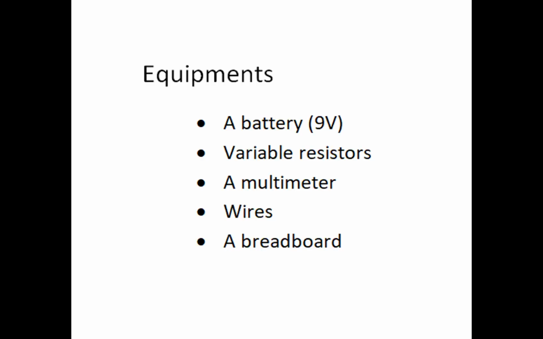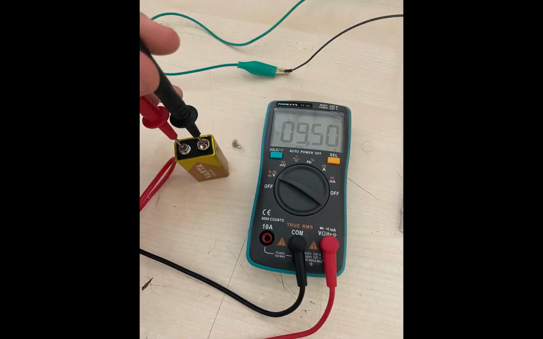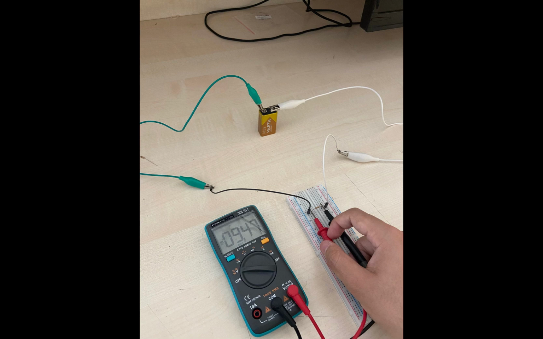The equipment that I used in the experiment were a 9-volt battery, variable resistors, a multimeter, wires, and a breadboard. Firstly, I measured the potential difference on the battery by using a multimeter. Then I designed the circuit as can be seen in the image, with the highest resistance resistor.